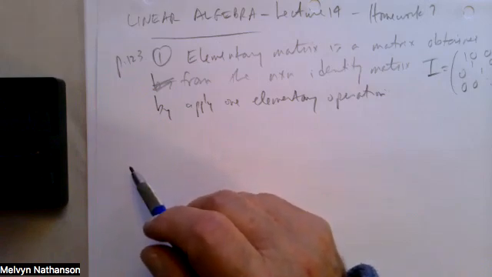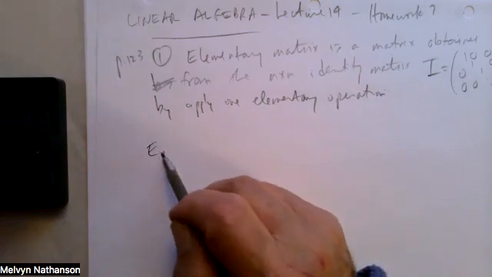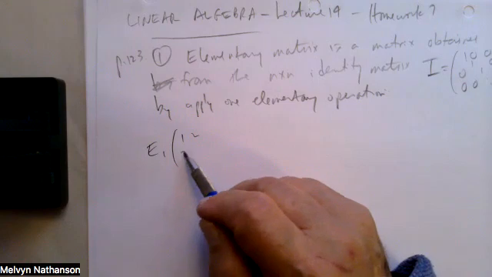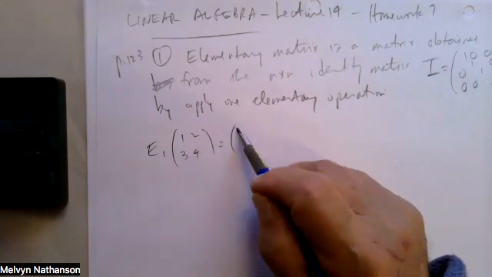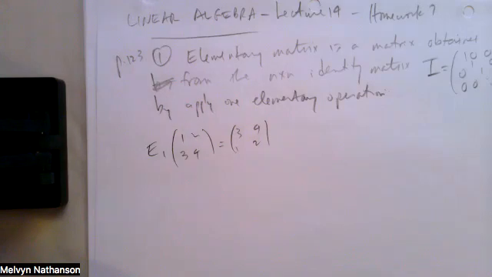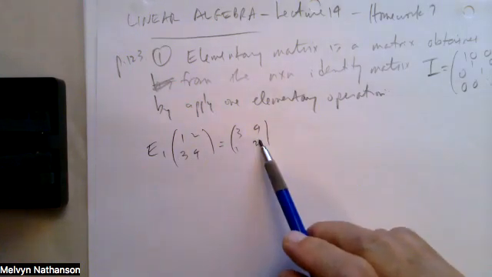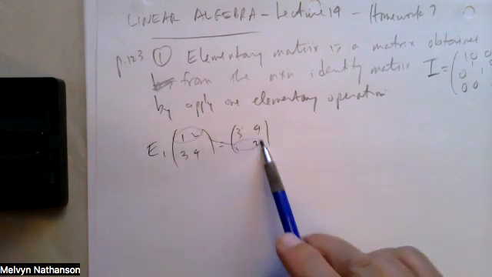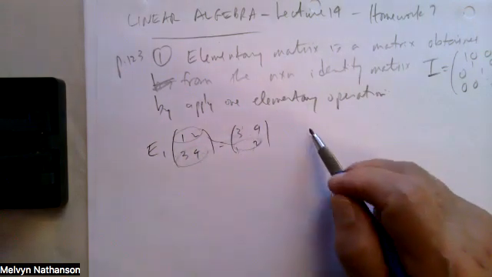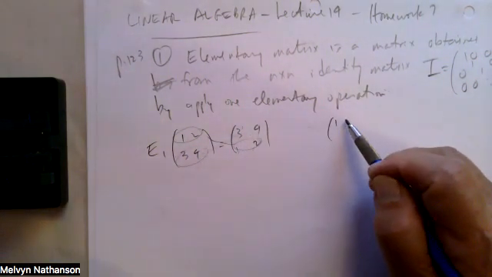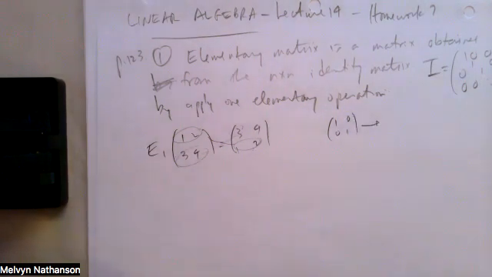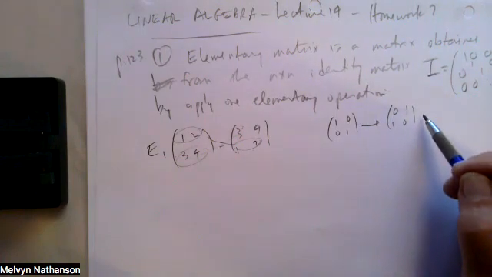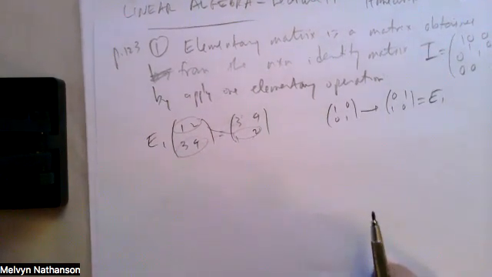So in problem 1, find the elementary matrix E1 such that E1 applied to the matrix 1, 2, 3, 4 gives the matrix 3, 4, 1, 2. So what does it do to this matrix? It interchanges the first two rows. The first row becomes the second row. The second row becomes the first row. So if you take the identity matrix 1, 0, 0, 1, and you interchange the first and second rows, you get 0, 1, 1, 0. So this is the elementary matrix E1.